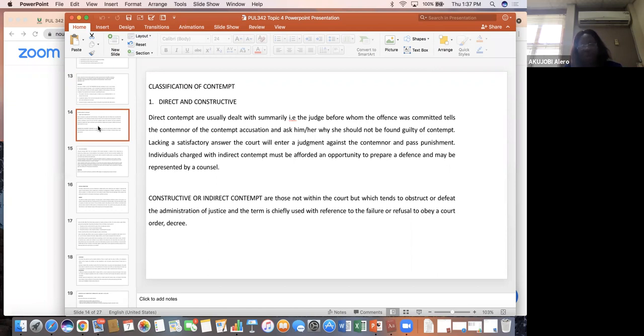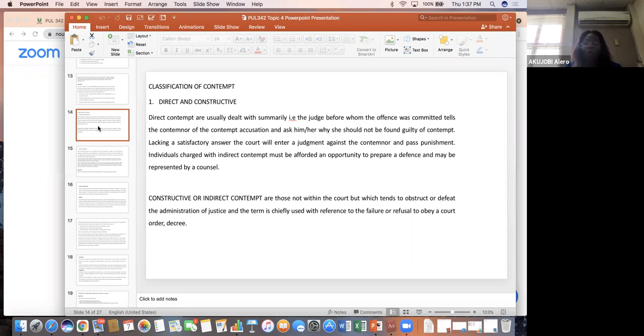So now, what are the classifications of contempt? We have various types of classification. We have direct and constructive contempt. Direct contempt is like going to court and doing something wrong before the court, shouting, insulting the court, doing all kinds of things before the judge. This can be dealt with summarily. What do you mean by that? That can be dealt with summarily.